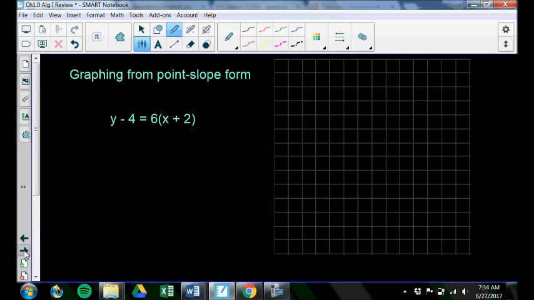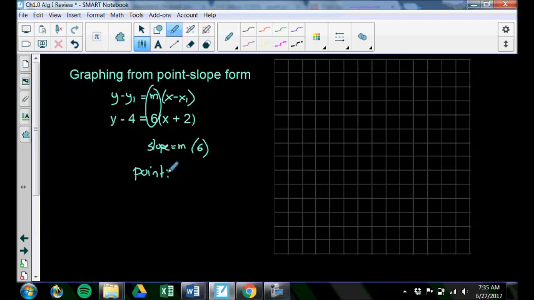Now, you might not have seen point slope form before. I hope you have. It's wonderful. Point slope form has this formula, y minus y1 equals m times x minus x1. And just like before, m stands for your slope, which in this case is 6. Very, very steep. But instead of giving you a y-intercept, it gives you a point.